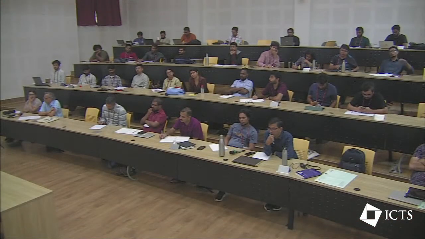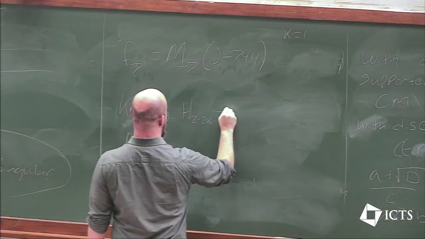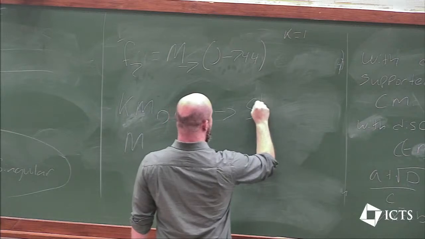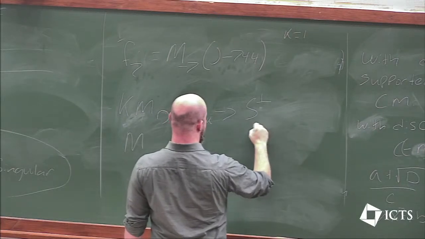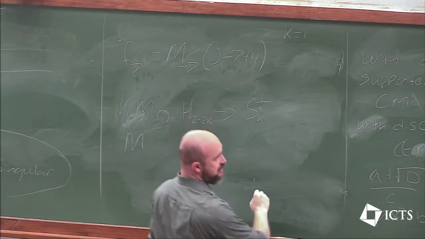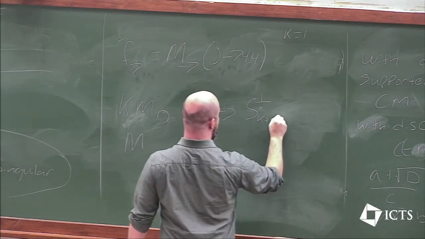no, I should separate these. So the Kudla-Milson lift will take us from our space of harmonic Maass forms, H sub 2 minus 2k, and the result is going to be our orthogonal space of positive weight. What did I say? This is k plus 1/2. Okay.